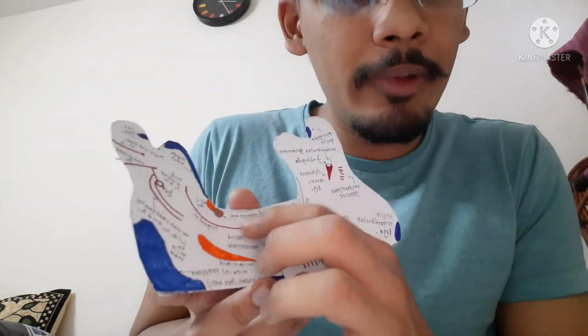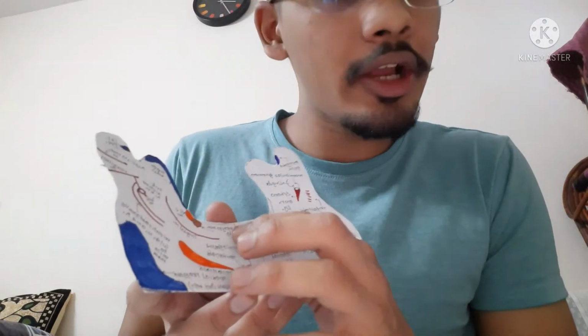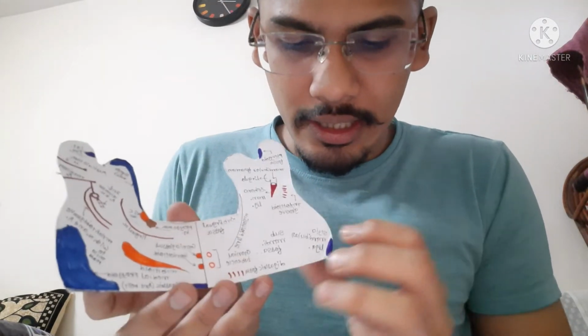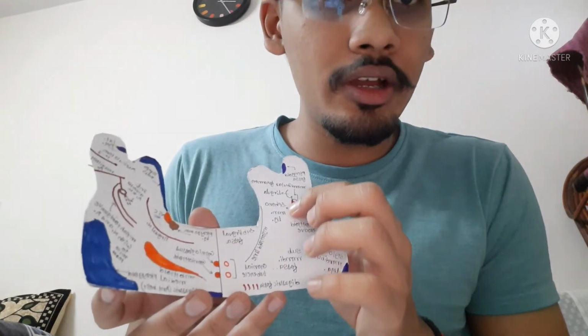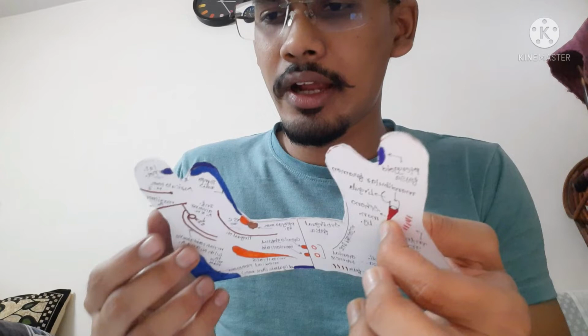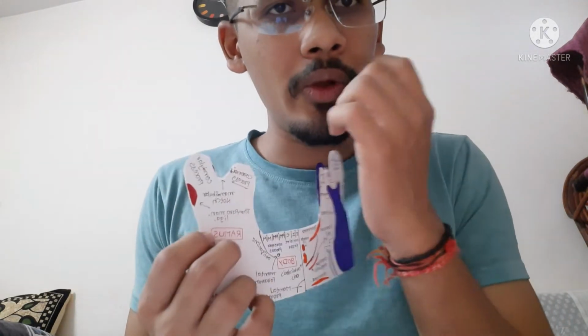There are four ligaments. The pterygomandibular ligament attaches here. This is where the stylomandibular ligament attaches. This is where the sphenomandibular ligament attaches, and the temporomandibular ligament is attached here. Okay, thank you.